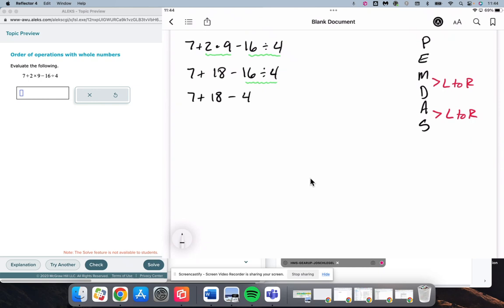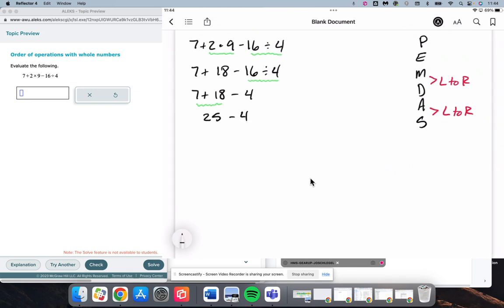Next, we look for addition or subtraction from left to right. We do have addition on the left, which is going to give us 7 plus 18 is 25, minus 4. Now 25 minus 4 is all that's left, which is going to leave us with 21.